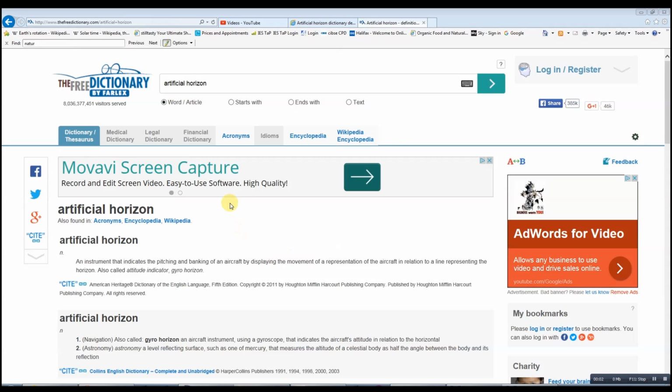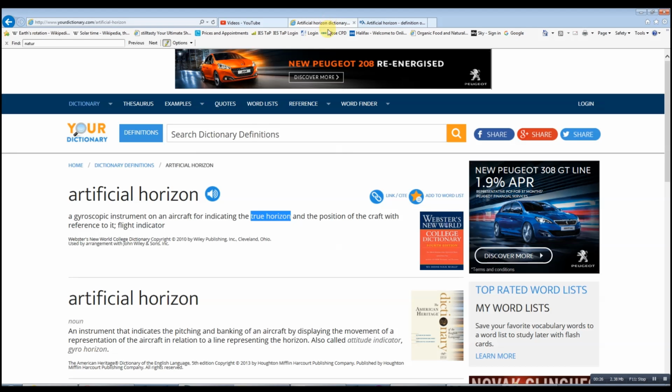And for the avoidance of doubt, let's check out some other official sources of definitions of the artificial horizon. So this is the Free Dictionary. An instrument that indicates the pitching and banking of an aircraft by displaying the movement of a representation of the aircraft in relation to a line representing the horizon. Let's go to this site, which is Your Dictionary. Artificial horizon, a gyroscopic instrument on an aircraft for indicating the true horizon, and I've highlighted that, true horizon, and the position of the craft with reference to it.